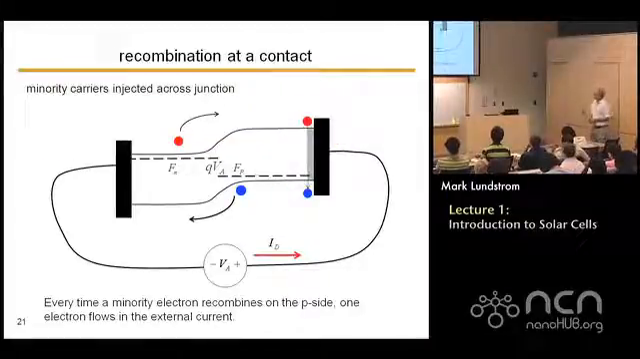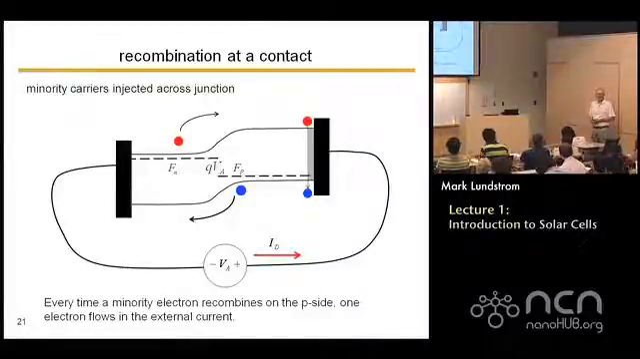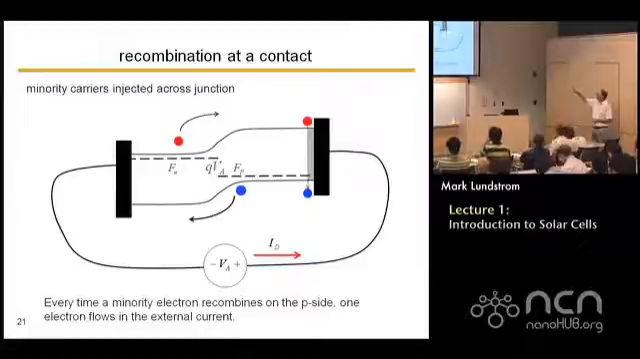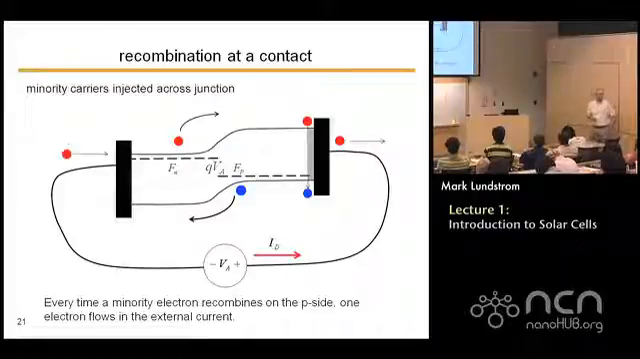Now, the electron might be able to diffuse all the way to the contact, and the contact is usually a highly defective region. There's a lot of traps and interface states and a lot of ways it can recombine. If an electron gets to the contact and recombines quickly there, the same thing happens. It doesn't matter whether it recombines in the bulk or at the contact. All that matters is that it recombines and we send one electron around the external circuit.